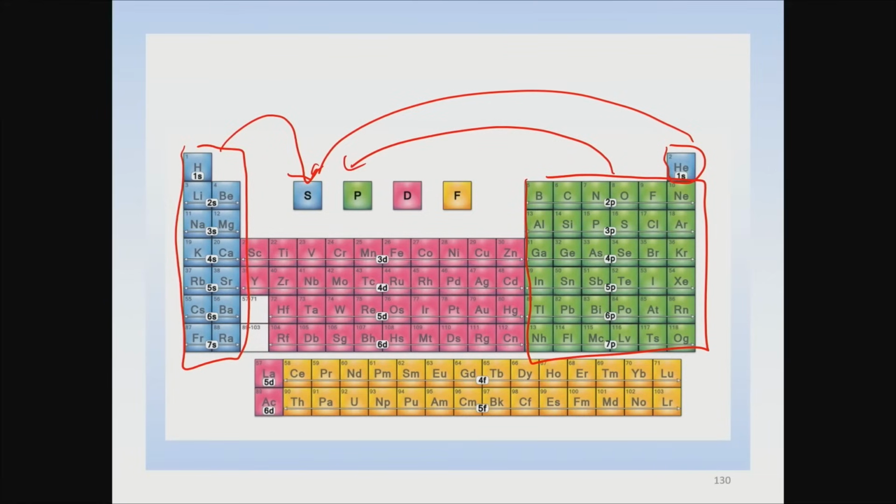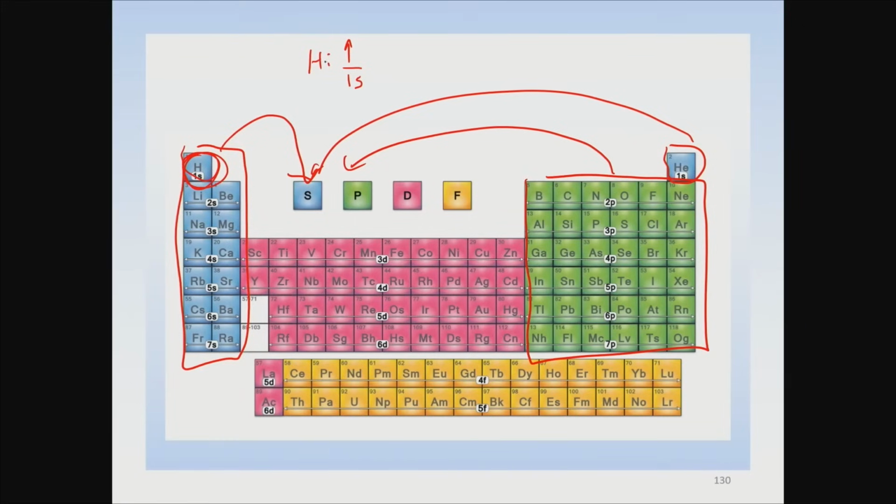If you find an element in the S sublevel block, what that indicates is that the last electron you add to its configuration will go into an S sublevel. Let me give you a quick example. Let's take a look at hydrogen. Its electron configuration has only 1 electron. That is the last electron of hydrogen. What sublevel is it going into? It's an S sublevel in the first energy level. So we would expect that hydrogen would be part of the S sublevel block, and it is.